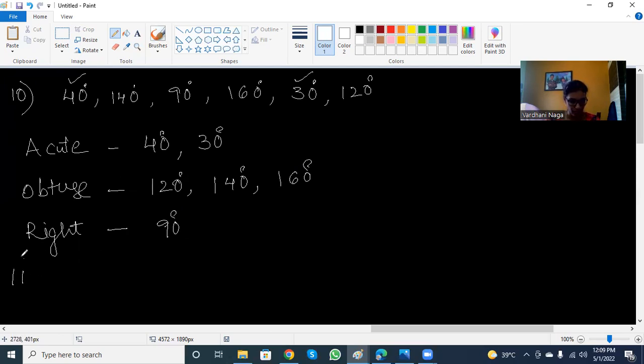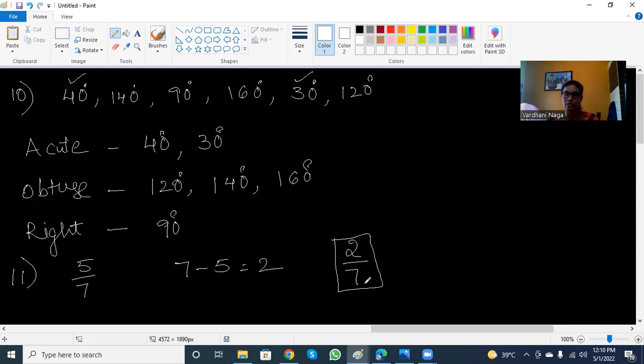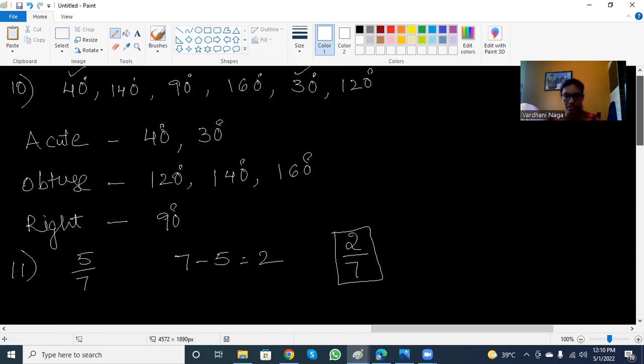4 marks. 11th question. Sureka was given 5/7 of a basket of bananas. What fraction of bananas was left in the basket? She was given 5/7 of the basket. So what is left? Total parts are how many here? 7. Say out of 7 bananas, 5 are given. So how many are left? 7 minus 5, 2. So you need to represent that as a fraction. So the answer is 2/7. 2/7 parts of the bananas are left. 2 bananas are left out of 7 in the basket.